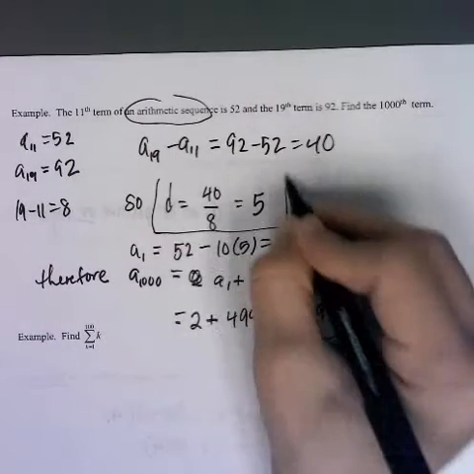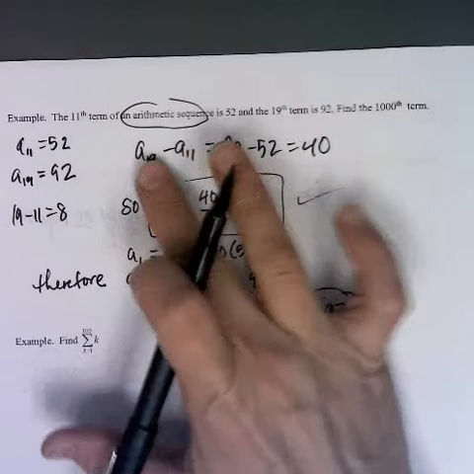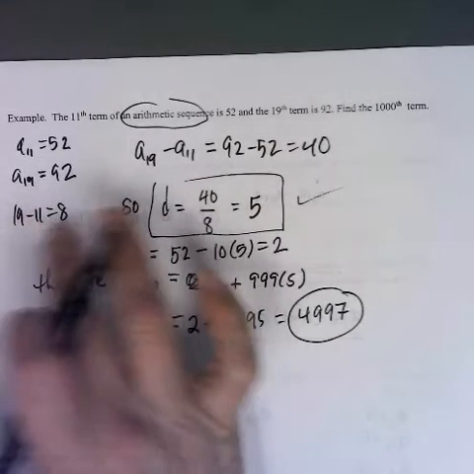Right, so you need to find this D first of all. The difference in the terms divided by the difference in the number of terms will give you D.